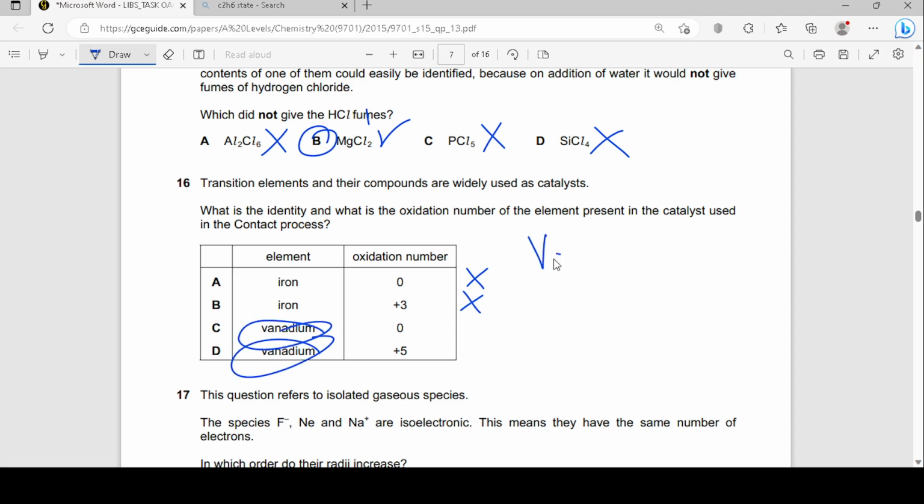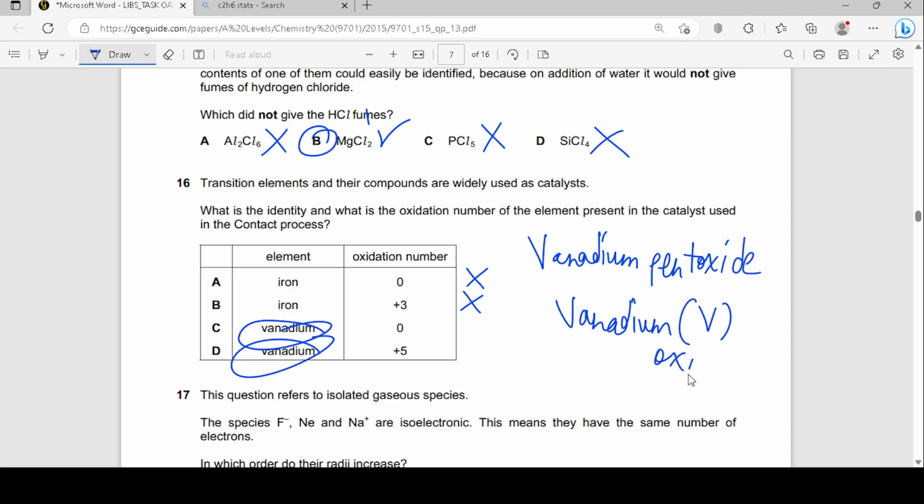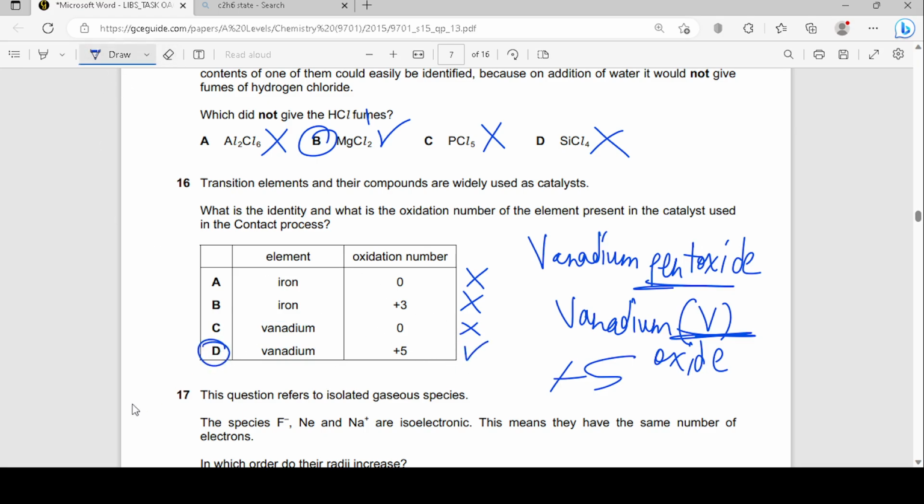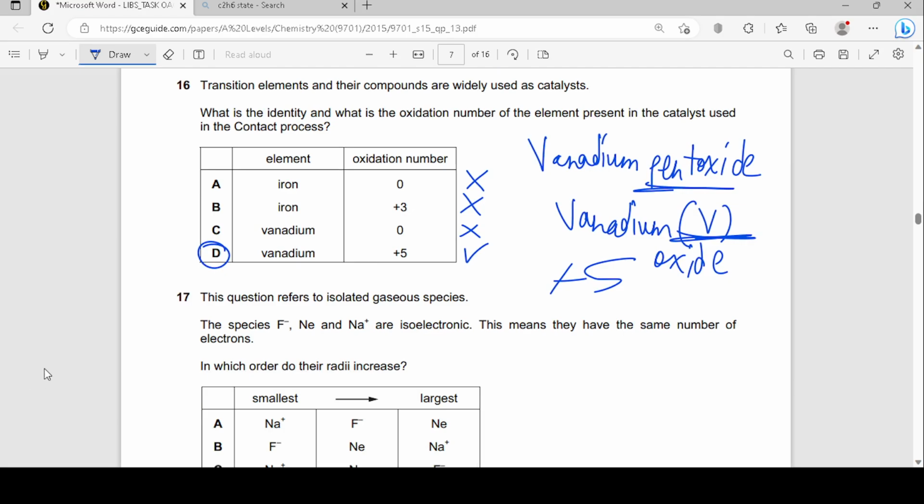Now, the catalyst used is actually called vanadium pentoxide, or you could say vanadium(V) oxide. Okay, so that means the 5 indicates that it's a +5 oxidation state, right? So it cannot be this. So the answer definitely has to be D. Honestly, quite a simple question. It's just recall, really, right? So yeah, the answer is D.